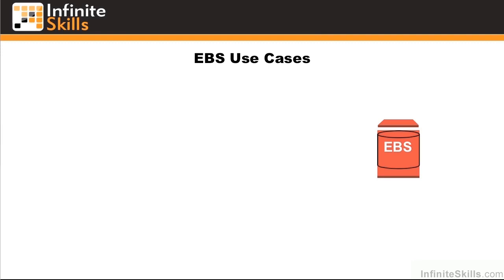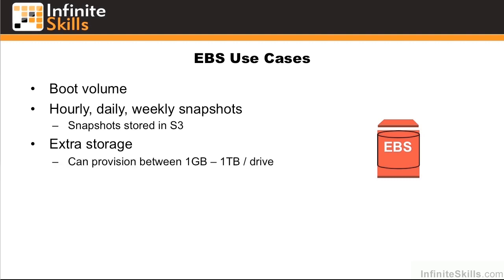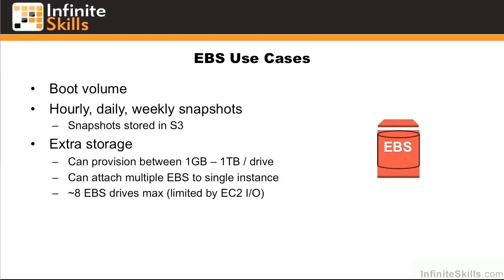Let's look at some of the EBS use cases. The first and best case is as a boot volume. You can do hourly, daily, and weekly snapshots. The snapshots are stored durably in S3. You can also use it whenever you need extra storage. You can provision between 1 gigabyte and 1 terabyte per EBS volume. And you can attach multiple EBS to a single instance. The sweet spot typically maxes out at about 6 to 8 EBS volumes. Again, this is limited by the EC2 I/O. The larger instance you have, generally the more volumes you can attach. You cannot, however, do the reverse. You cannot attach multiple EC2 to a single EBS. A single EBS volume can only be attached to a single EC2 at any given time.